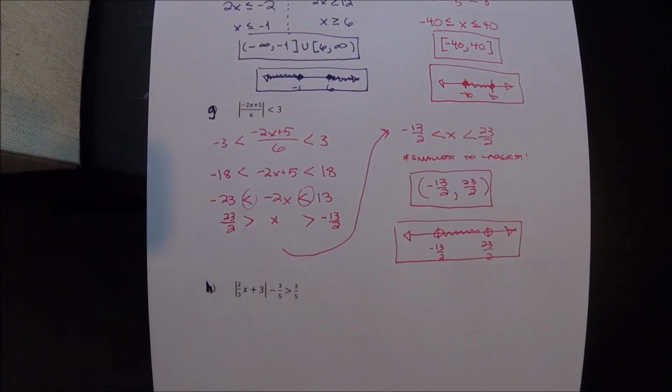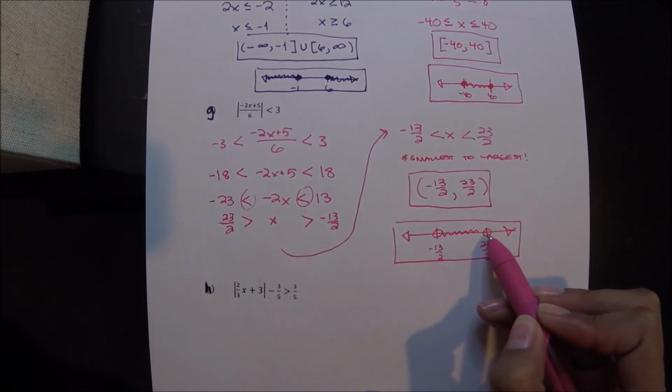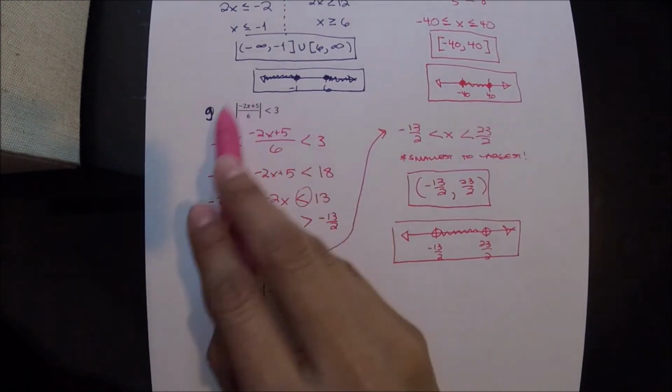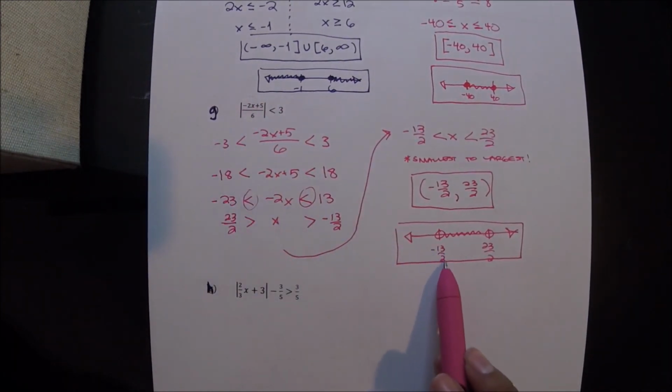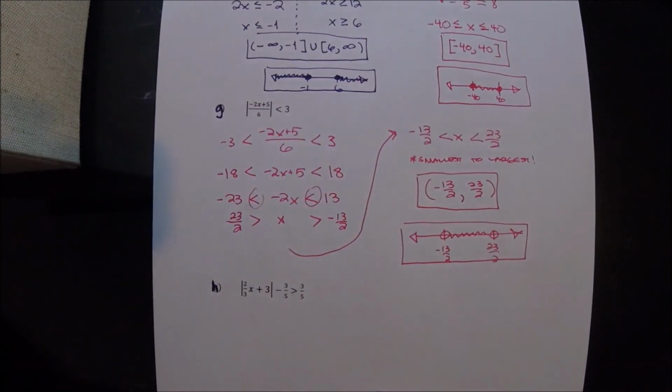Okay. So this is saying that any number that you choose from here up to here, and that you plug into this, it will make this whole thing true. But if you choose negative 13 halves or 23 halves, it won't make it strictly less than 3.